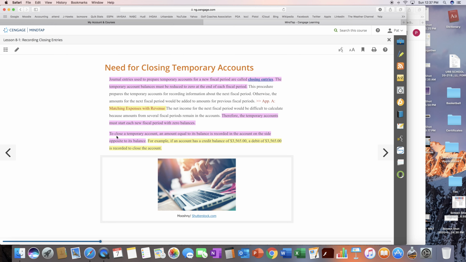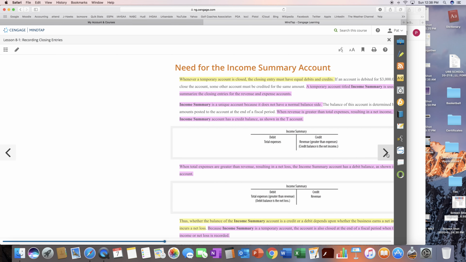So how do we do this? To close a temporary account, an equal amount must be recorded on the opposite side. So for example, if an account has a credit balance of $3,565, we need to debit it to record and close it so that we get zeros. And hopefully that makes sense, and we'll show you some T accounts that'll help you with that.